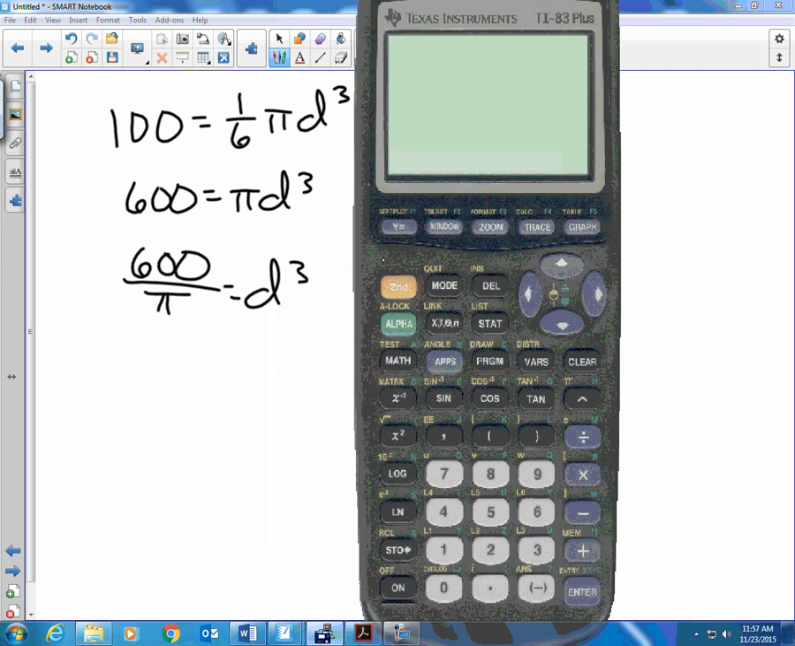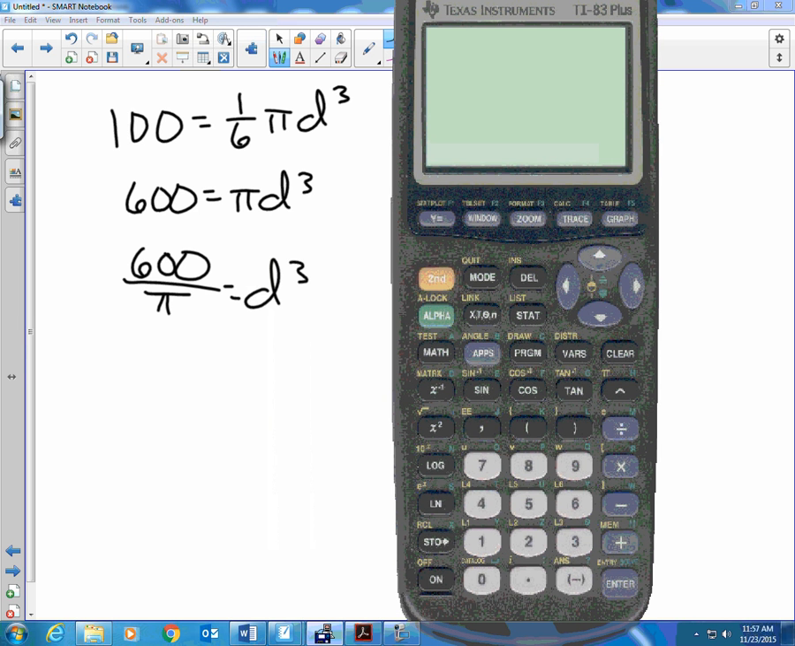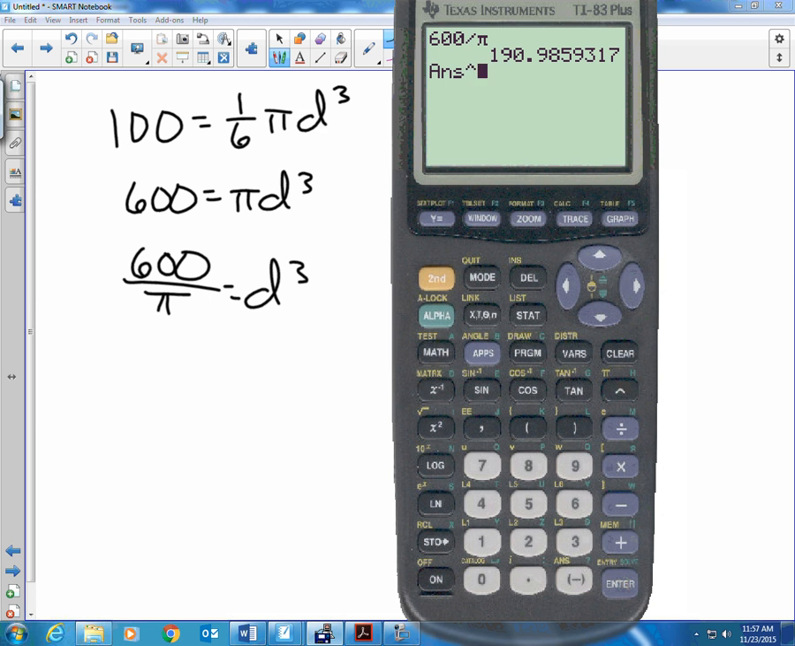So I will now cube root both sides. So 600 divided by pi, and we're going to take that to the 0.33 power, 1/3 power, and I get 5.76 is the current diameter. We're okay with that, that's what D is, 5.76. Because you got to cube root both sides. It's D cubed. So cube root is 0.33 power, 1/3.